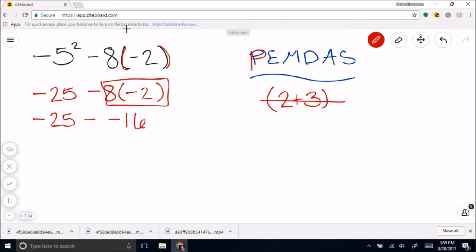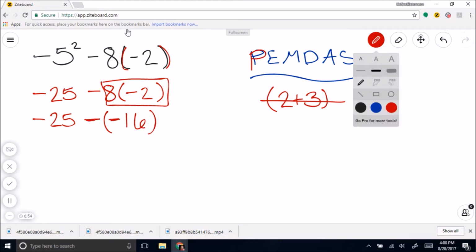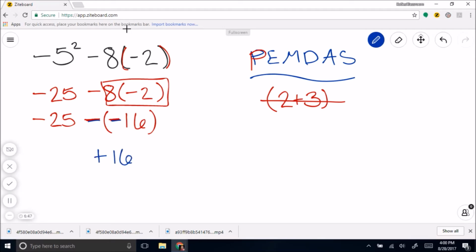Here we have minus a negative number. Whenever you subtract a negative number, you are doing the opposite of negative 16. And the opposite of negative 16 is to add 16. So we have negative 25 plus 16, and that's negative 9. And negative 9 is our final answer.